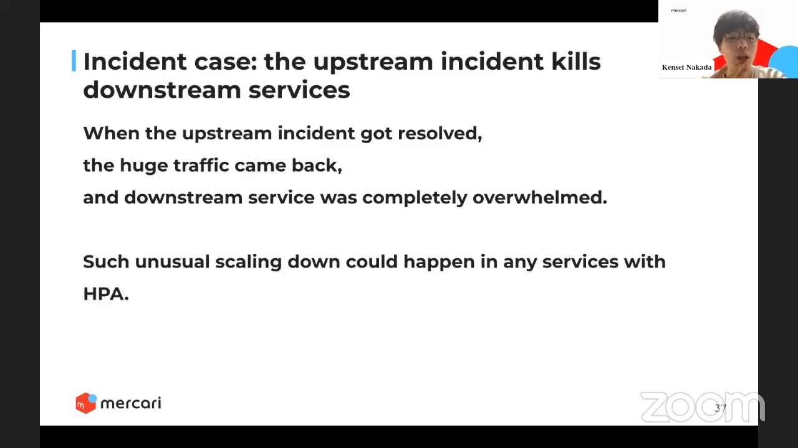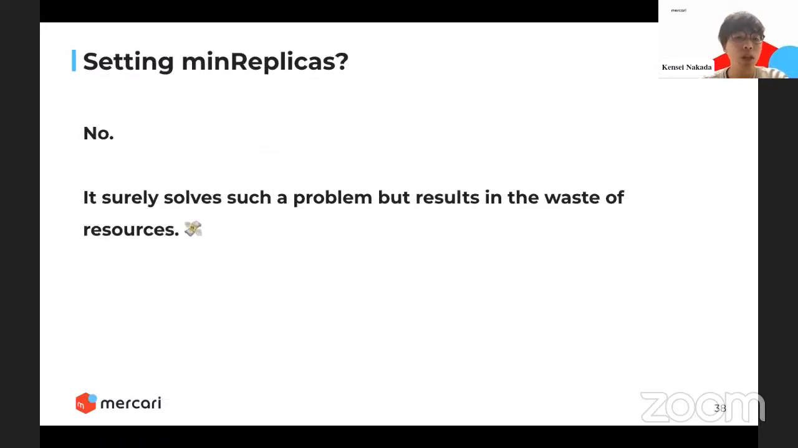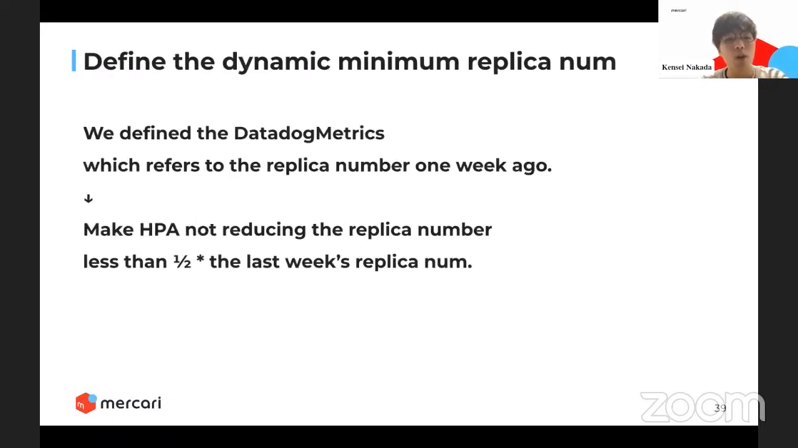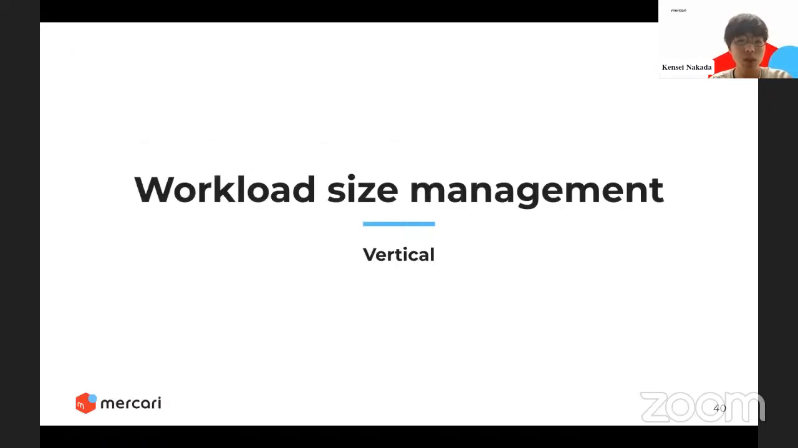So to prevent such an unusual scaling down, we defined the dynamic minimum replica number by the Datadog metrics again. So we defined the Datadog metrics referring to the replica number 1 week ago, so that it makes HPA not reduce the replica number to less than half of last week's replica number. Yeah, that's it about the HPA.